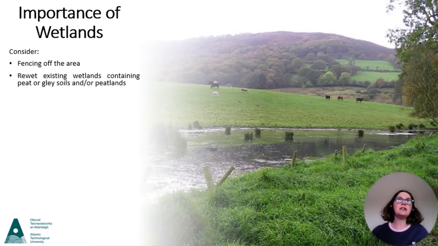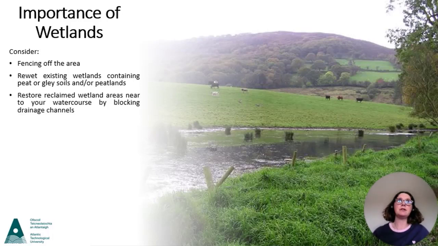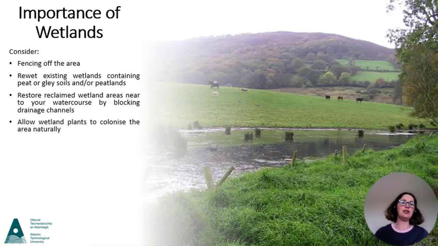If possible, rewetting existing wetlands, particularly those on peat or clay soils, or if obviously they're close to peatlands themselves. Restoring reclaimed wetland areas, particularly if areas have previously been cleared, then blocking those drainage channels up or allowing plants to grow in them and kind of block naturally. Ultimately, what you're looking to achieve is that you allow wetland plants to colonise the area naturally, and then you're letting them do their job of taking up the nutrients and creating an equilibrium.